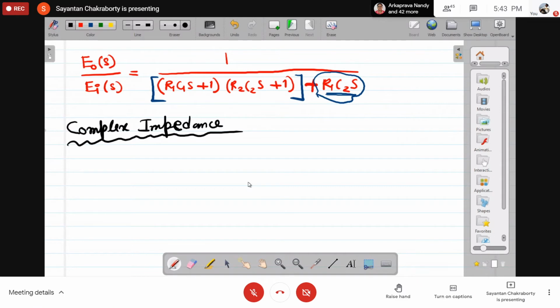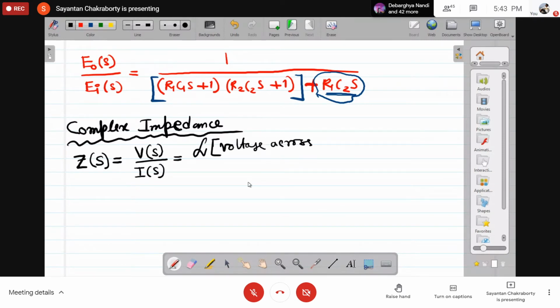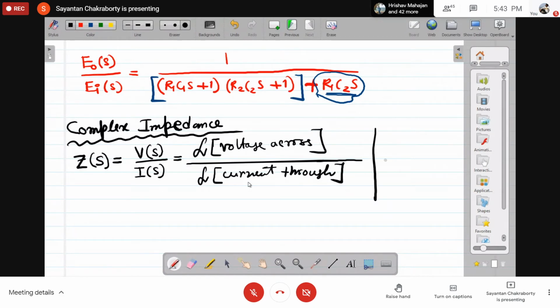So how? The complex impedance Z(S) is defined as V(S) by I(S). What is V(S)? It is the Laplace of the voltage across the element divided by the Laplace of the current through the element, with zero initial condition. So this is the definition of a complex impedance.